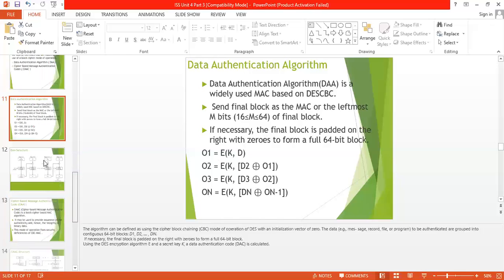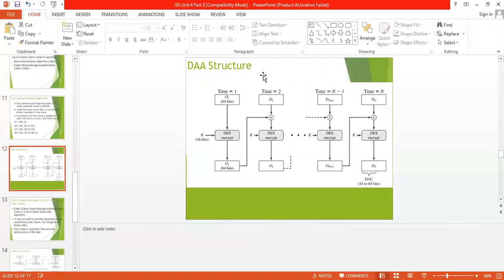The diagram shows the DAA structure. Basically in the DAA structure, there is a process where the T1 is the 64-bit output, then encrypted with the DES algorithm by applying the key K, and this produces O of 1. This O of 1 is XORed with the next D of 2, where D of 2 is the next block of data, and the last process is the D of n, meaning the last block.